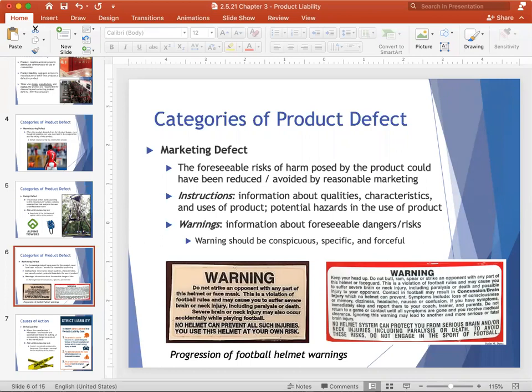Now, some courts have ruled that there isn't necessarily a duty to warn, but for the most part, courts have ruled that even when a danger might be considered obvious, just put a warning on it regardless. So it's the manufacturer, the seller, but also the distributor who has a duty to warn.